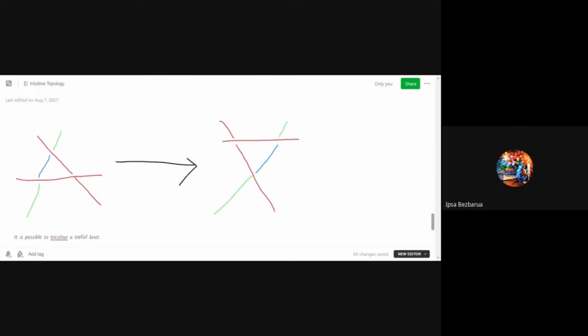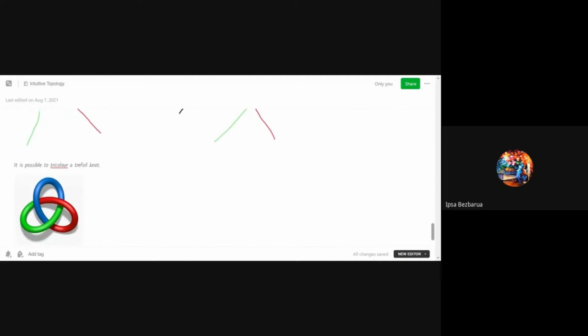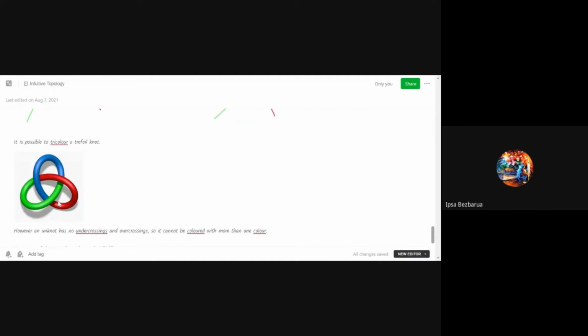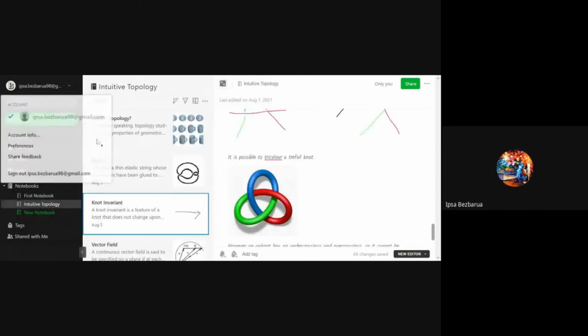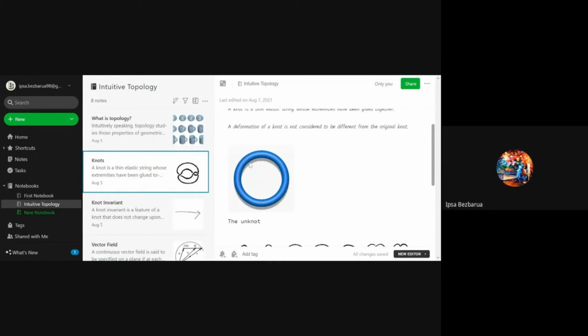So I can basically conclude that Reidemeister moves preserve tricolorability. And now, if we look at the classic projection of a trefoil knot, we see that it's possible to tricolor a trefoil knot. But an unknot, on the other hand, I should have attached a photo here, but anyway, an unknot, as we can see here, can be colored in only one color because there are no undercrossings at all.